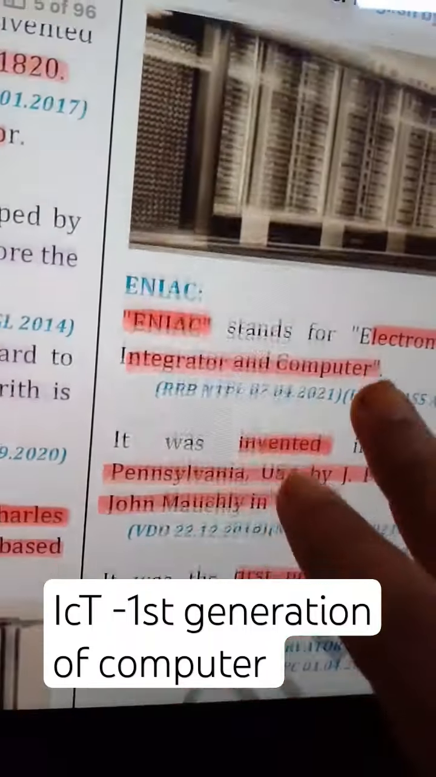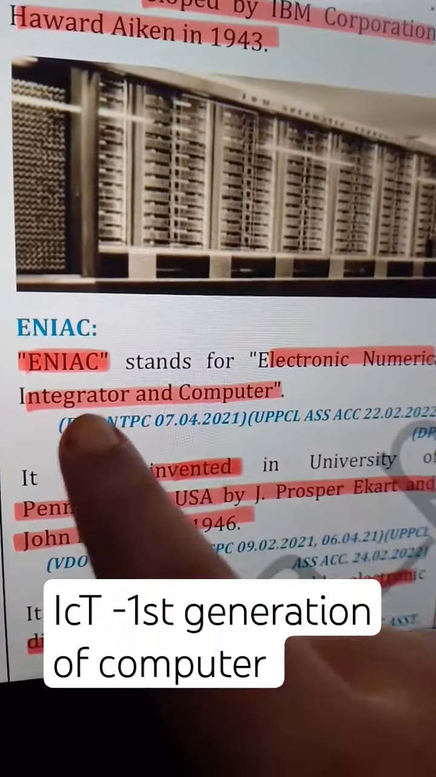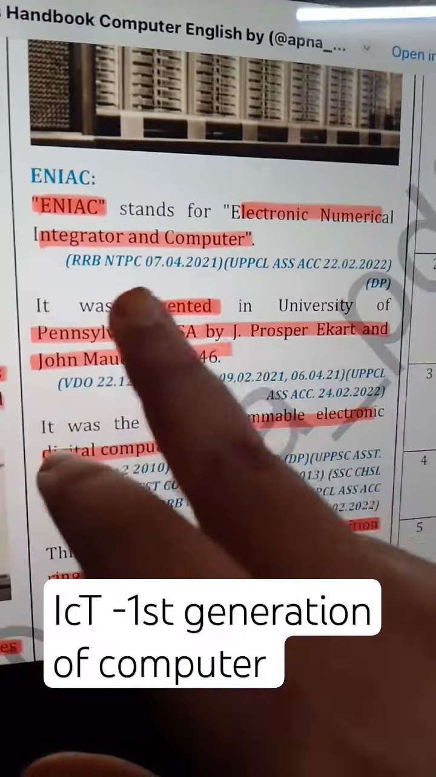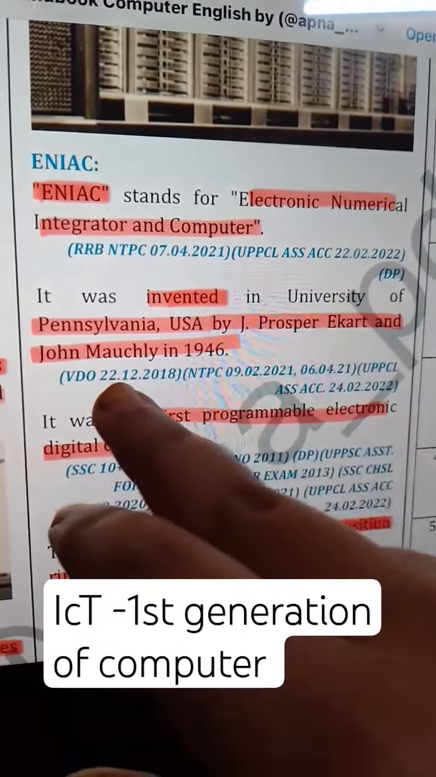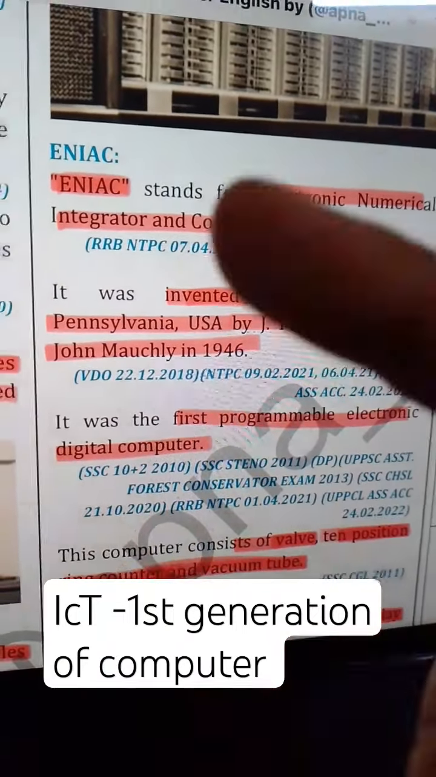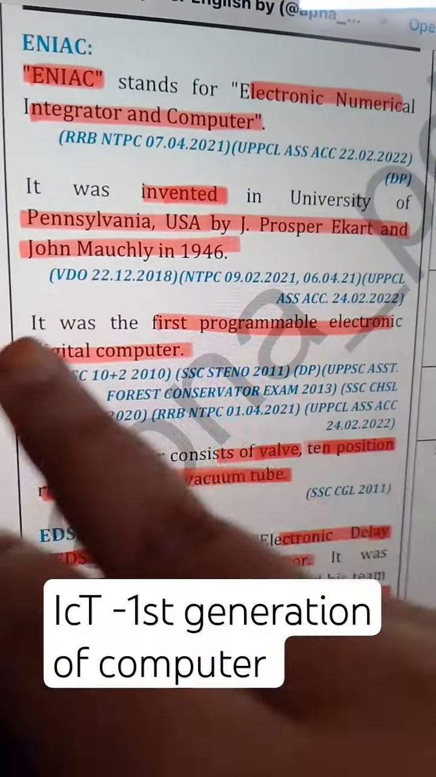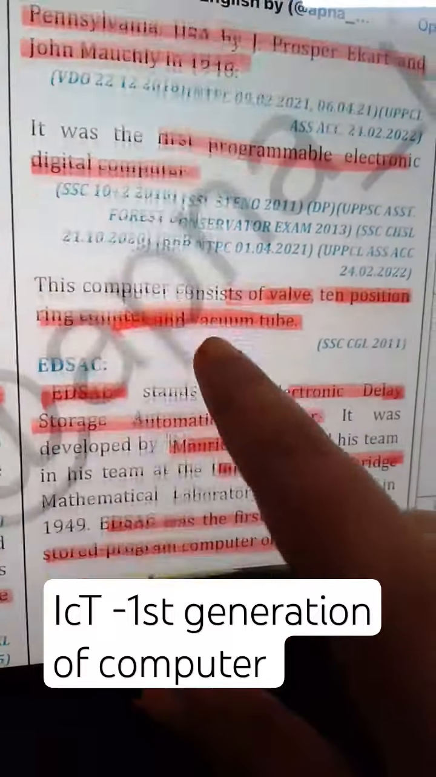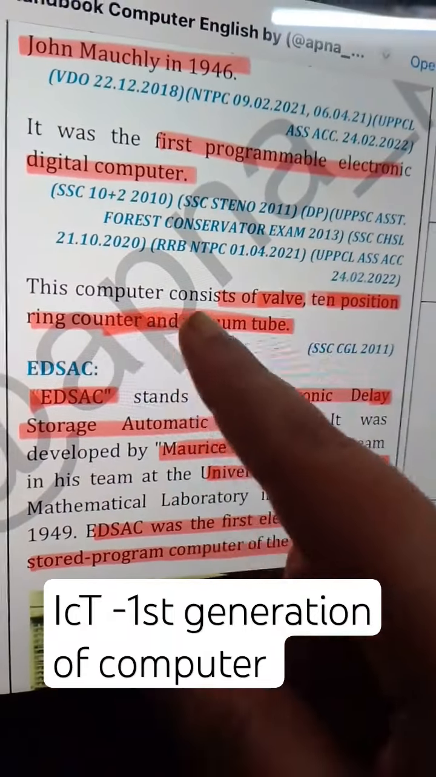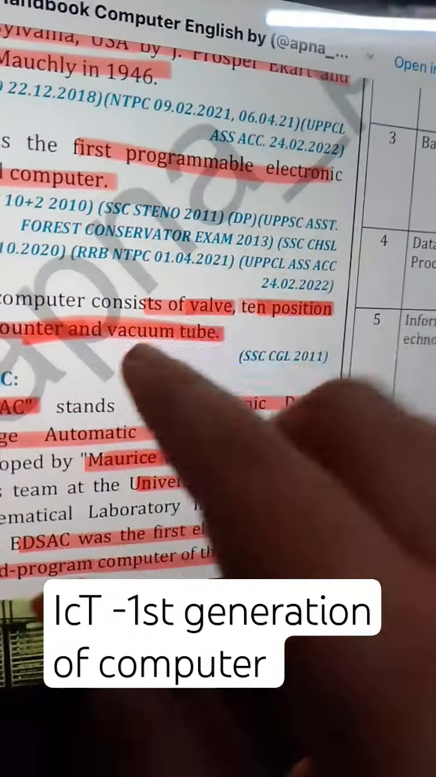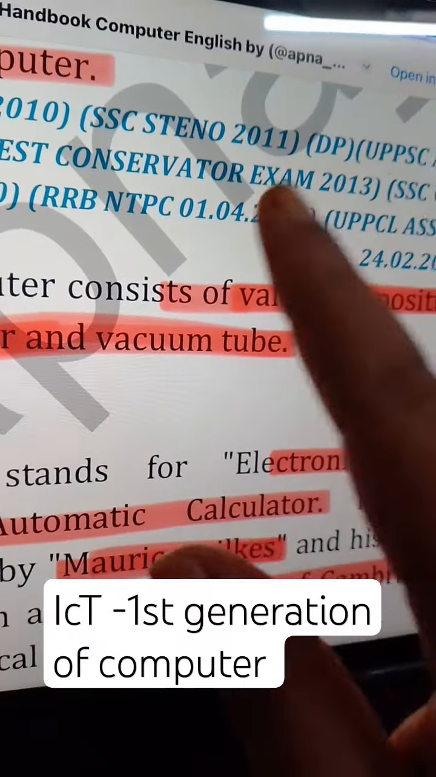Let's study these. ENIAC stands for Electronic Numerical Integrator and Computer. It was invented at the University of Pennsylvania, USA by J. Presper Eckert and John Mauchly in 1946. So the question can be asked as who invented it, from which university, like this. It was the first programmable electronic digital computer, means it can be programmed. This computer consists of wall, fan, position, ring, counter and vacuum tubes. See, the characteristic is similar. Vacuum tubes means first generation.